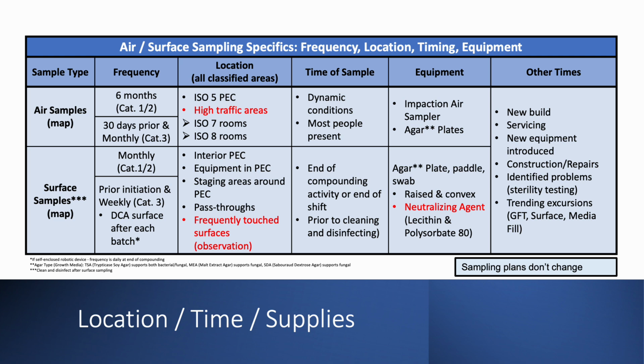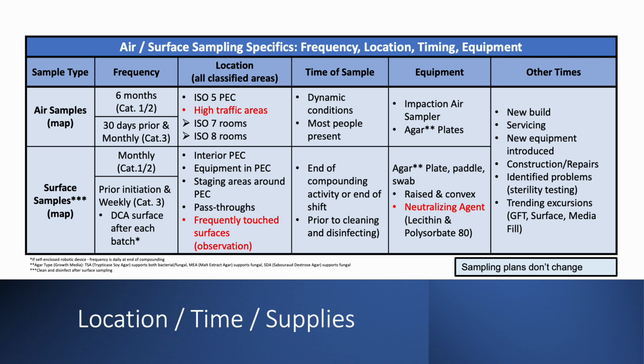Also, air and surface sampling is going to be done in other scenarios, such as new builds, after servicing, new equipment introduced into the environment, after construction or repairs, and after any kind of identifiable problems, such as sterility testing failures, and also after trending excursions, whether they be from fingertips or surfaces or media fills.